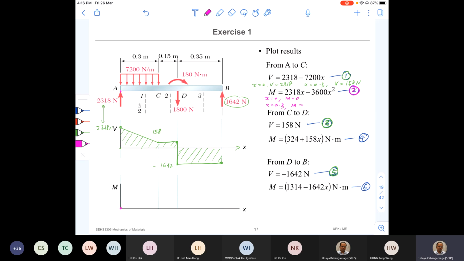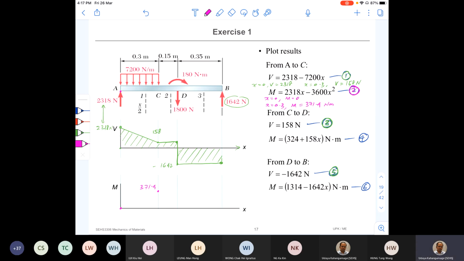And then when X is equal to 0.3, what is the value of M? Check your answer again. 3714, it cannot be that big. I think 371.4, correct. 371.4 Newton meter. Okay, let's mark that value here as 371.4 Newton meter.